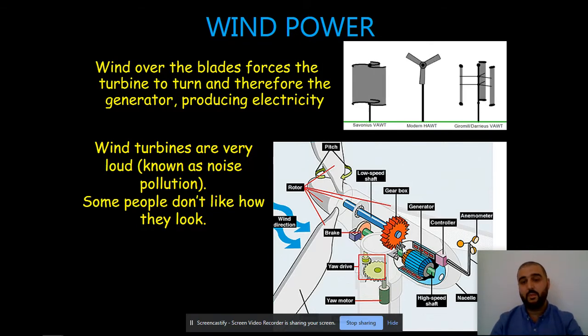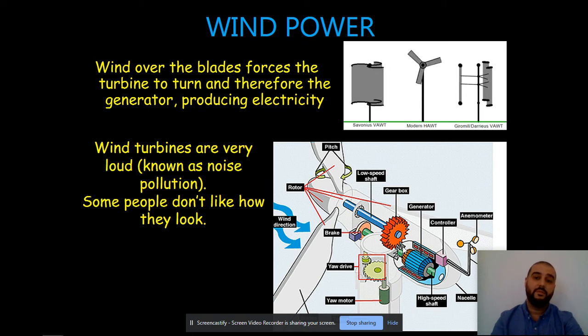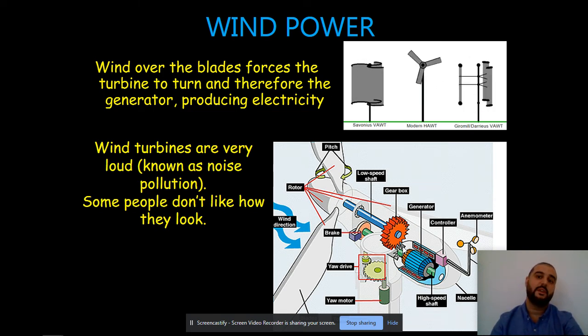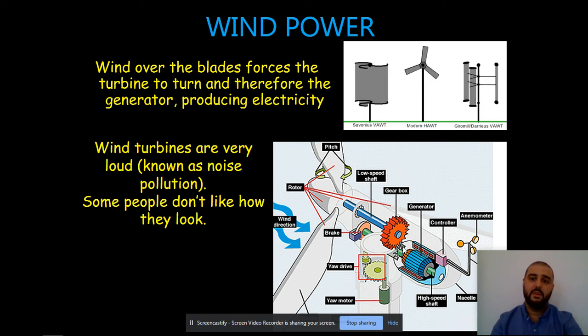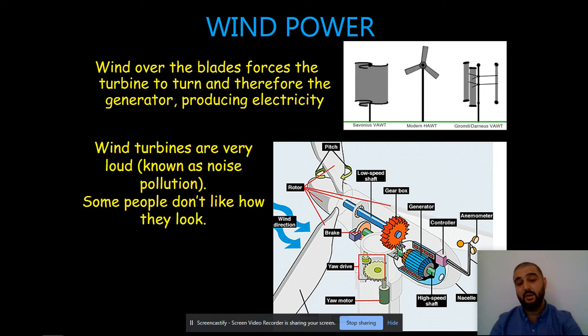Now, in terms of wind power, these wind turbines, you need to know about their disadvantages. Obviously, the advantages are obvious, that they can produce this generation of electricity without using any fossil fuels. And of course, there are environmental benefits to that, not emitting any CO2 or any other toxins or any other pollutants. Wind turbines are very loud.